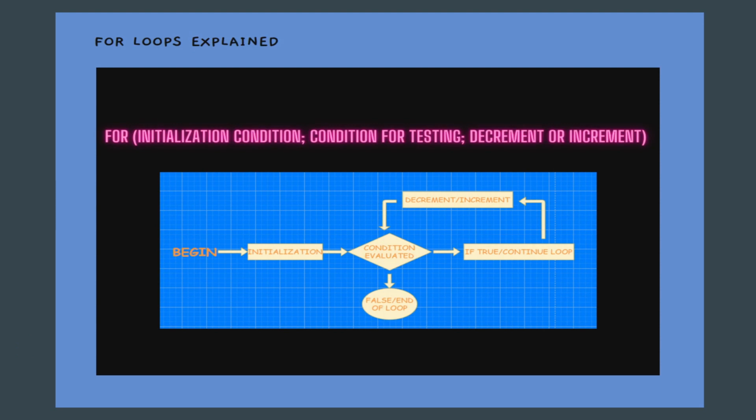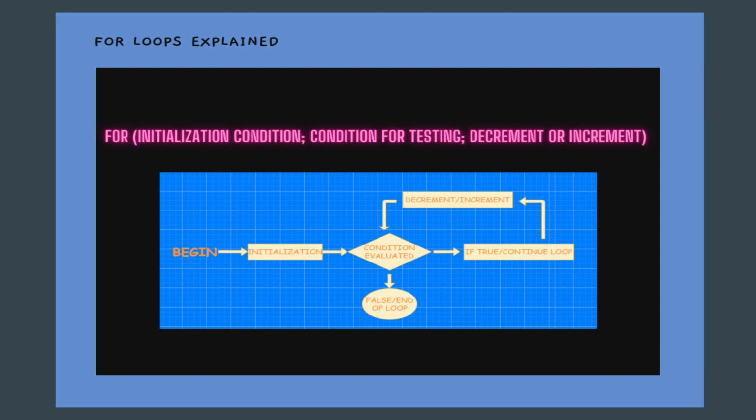Here is a visual example of a for loop for you to look at. And it's a flowchart there as well. But you have your for statement, your initialization condition, your condition for testing, and then your decrement or increment statement. In our flowchart here, we have our initialization condition, where you're initializing the variable in use and indicating the beginning of the loop. Here you can declare or use an already declared variable.